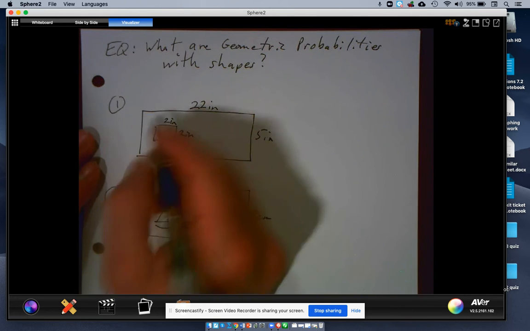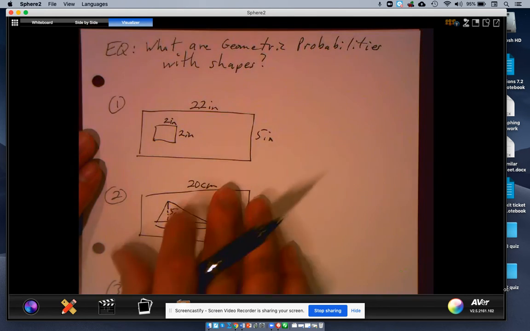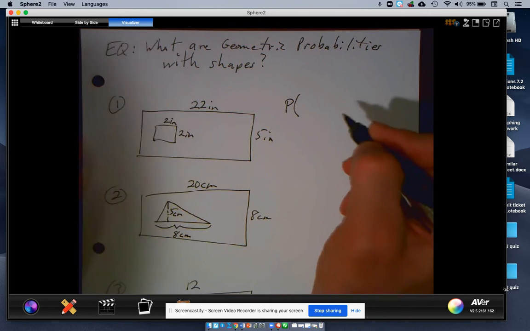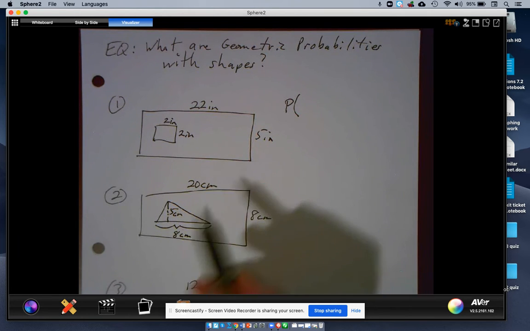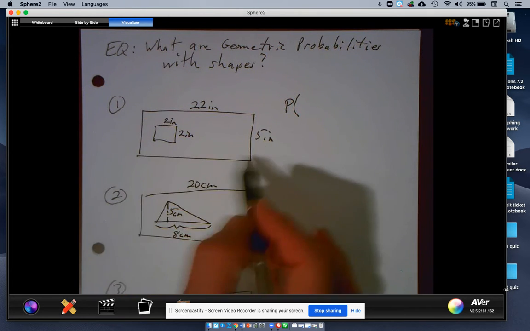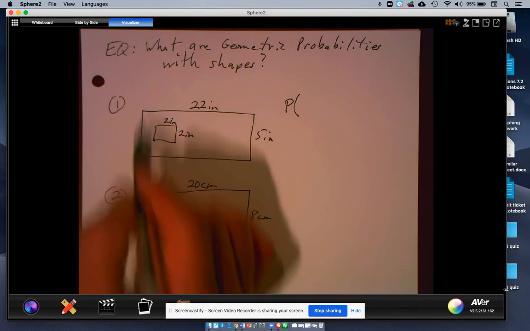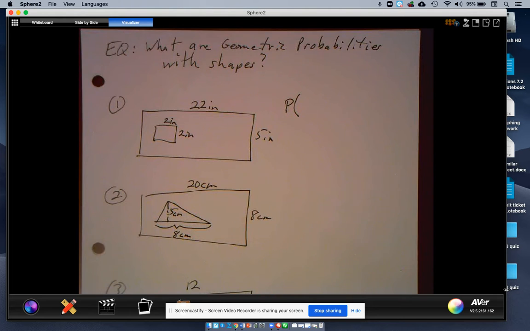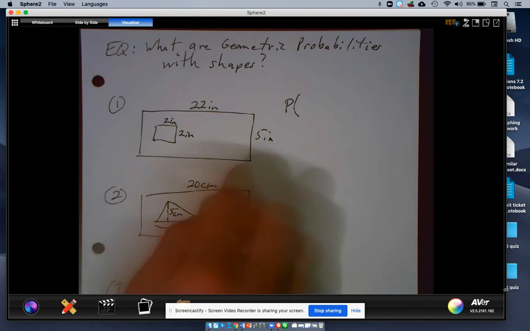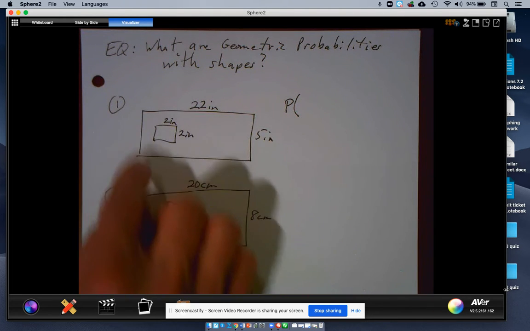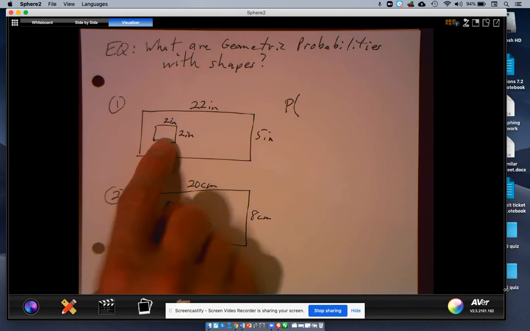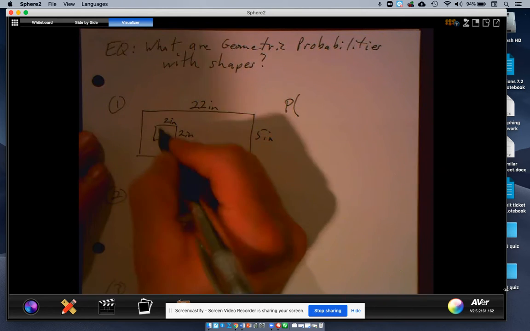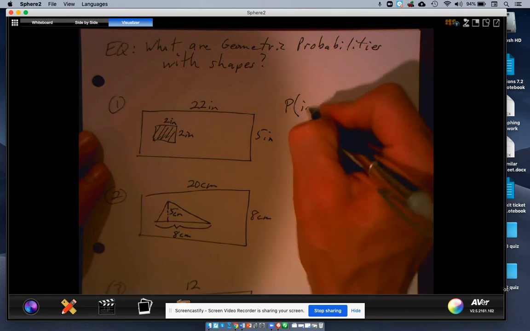All right. What are geometric probabilities with shapes? We're going to talk about shapes now and geometric probabilities. So I'm going to say, what's the probability? Think of this big board as a chalkboard, and you're standing back there in a classroom, and I give you a tennis ball, and you get to throw it at this board. It's going to hit in a random spot here. You close your eyes, throw the ball, and what are the chances that it hits in that little square? So I'll shade it. Probability that it hits in the square.